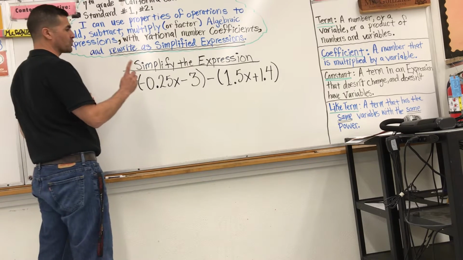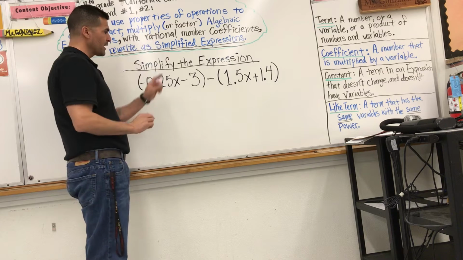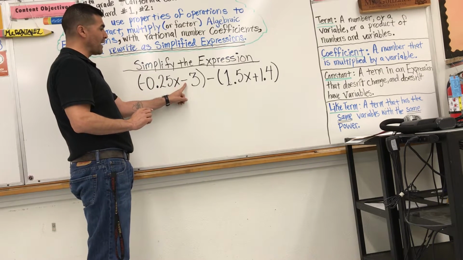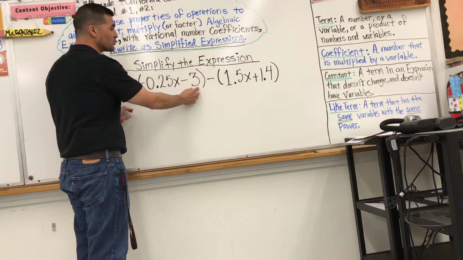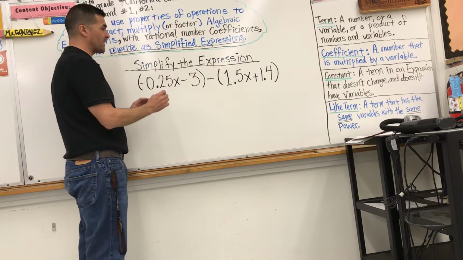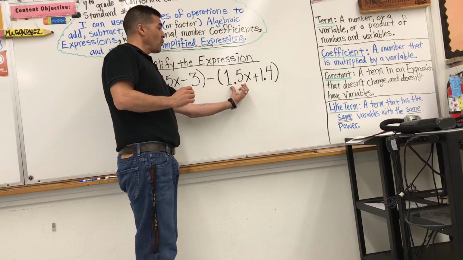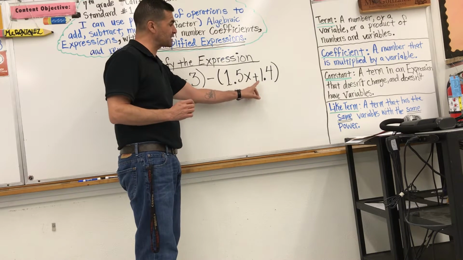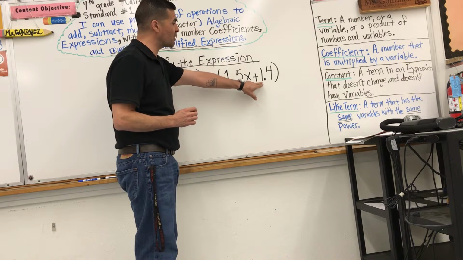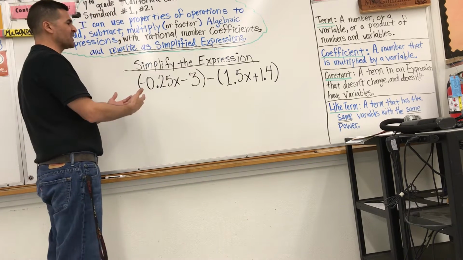Right now, we have 4 terms. We have negative 2500x, that's one term. It's separated by a minus sign, the second term, which is this 3. Now this 3, you can actually consider it a negative 3. Then we have 2 other terms. We have 1 and 5/10 x, separated by this other term with this plus sign, and this last term is a 1 and 4/10. We have to be able to simplify expressions.